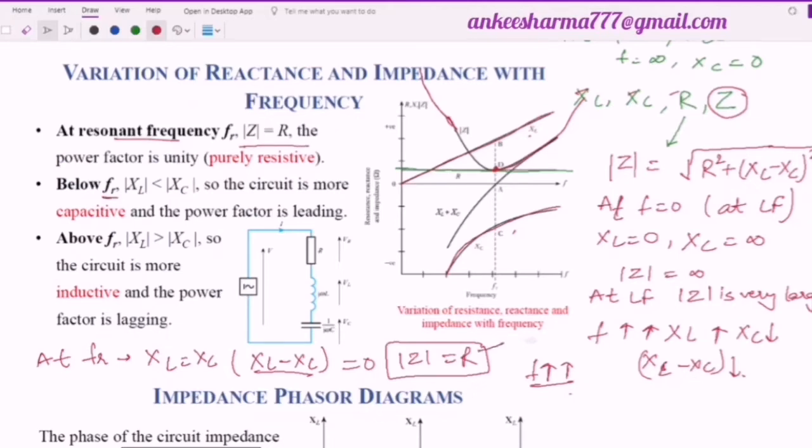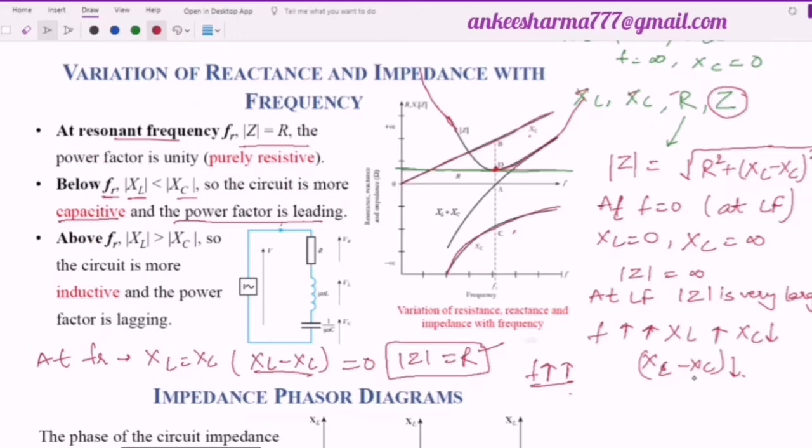Second, below the resonant frequency, the magnitude of XL is less than the magnitude of XC. So can I say my circuit will be capacitive, because whichever reactance has the greater value, the whole RLC circuit will behave that way. So it is more capacitive, and in the case of more capacitive, we know the power factor is leading, and in this case the power factor will lead.